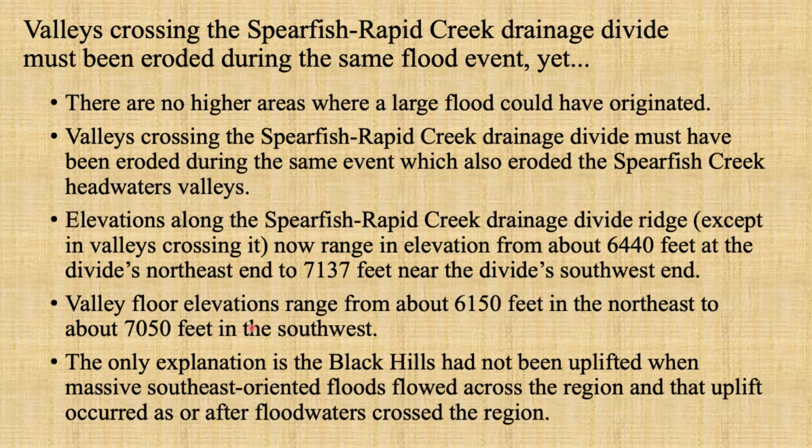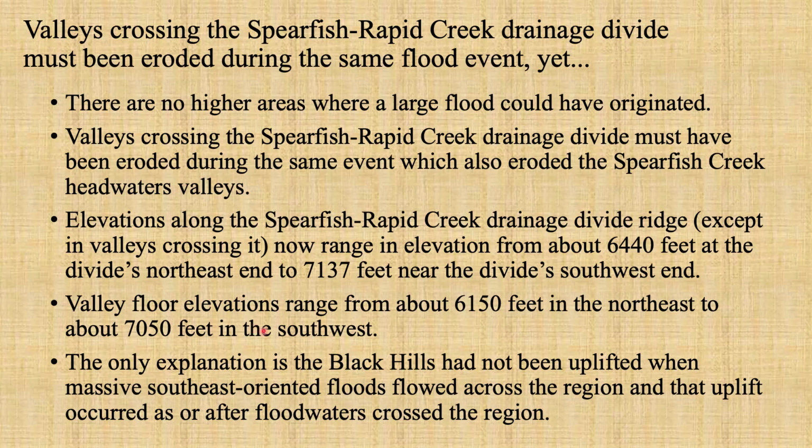And I think the only explanation that can explain this evidence is that the Black Hills had not been uplifted, or were in the process of being uplifted, at the time that massive southeast oriented floods flowed across the region, and that the uplift forced the floodwaters to eventually flow around the region. That's what created the drainage divide, and the uplift has continued following the drainage divide formation. And we're seeing the evidence for the massive flood.